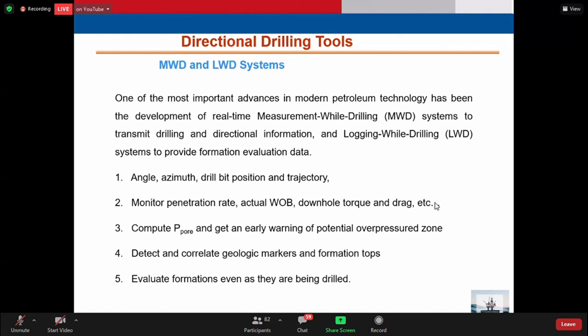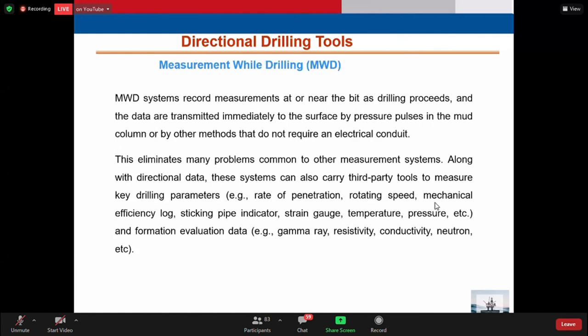In conventional drilling, I drill, and then after the drilling I perform a logging operation. With logging while drilling, the system allows two functions in one run, drilling and logging in the same pipe, as there are real-time measurements such as gamma ray and neutron. Also, the measurement while drilling system records measurements in real time.